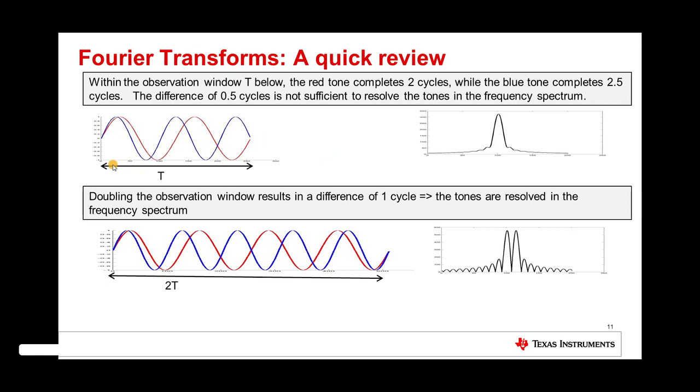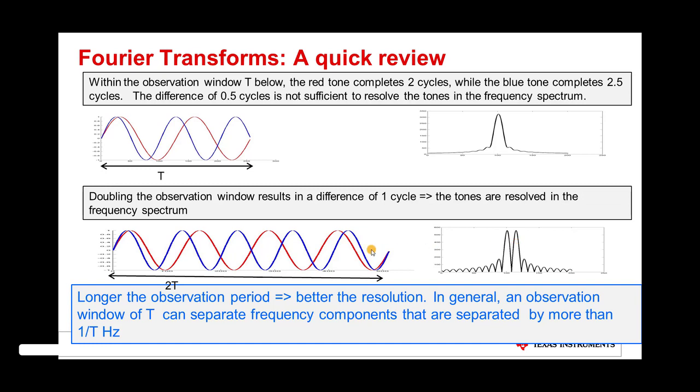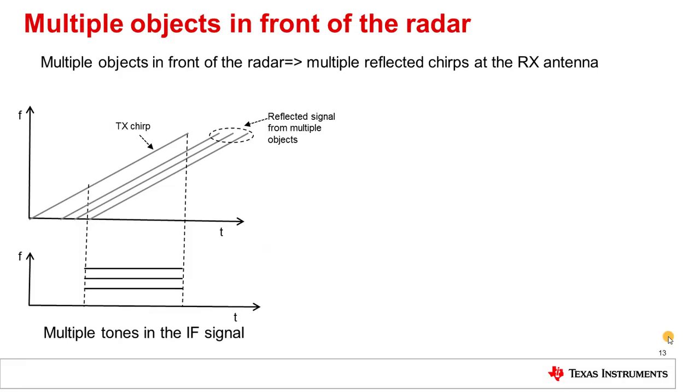Let's now double the observation window from T to 2T. Doubling the observation window now results in a difference of 1 cycle between the red and the blue tones. And as you can see, the two tones are now resolved in the frequency spectrum. So the takeaway is that longer the observation period, better the resolution. And in general, an observation window of T can separate frequency components that are separated by more than 1 by T hertz. This completes our short digression on Fourier transforms.